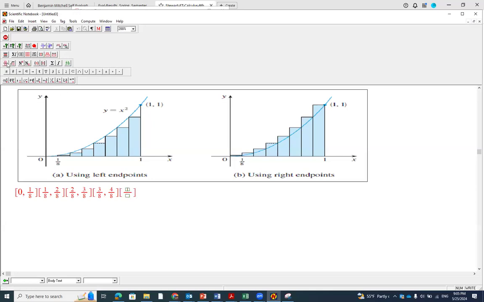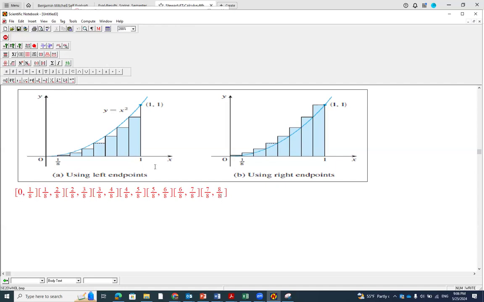And 4/8 to 5/8, and 5/8 to 6/8, and 6/8 to 7/8, and 7/8 to 8/8. 8/8, of course, is 1. Okay, so this is 0.